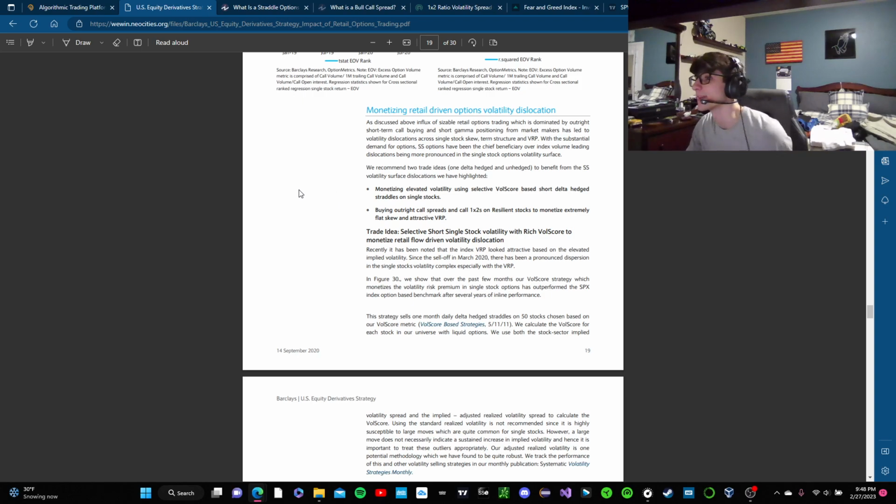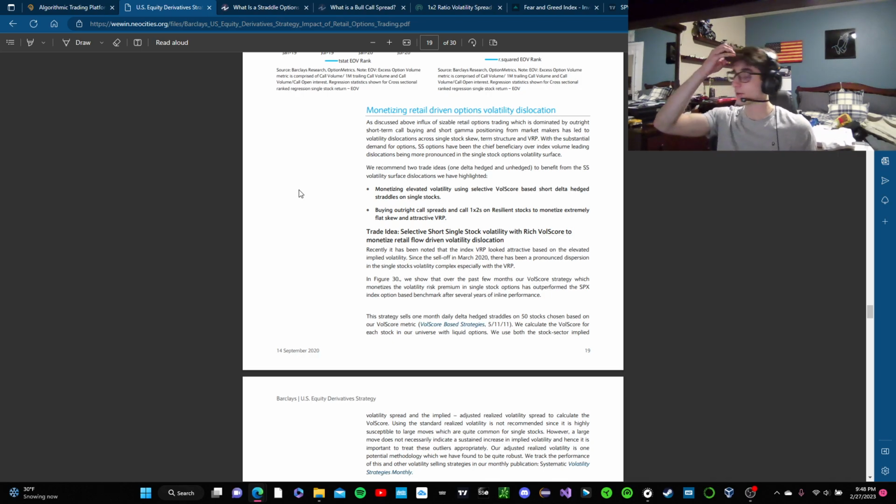We're basically betting. We noticed through this research that the implied volatility on the stocks is very high, but the realized volatility as a result hasn't changed. So what they are doing is basically betting on that to continue.